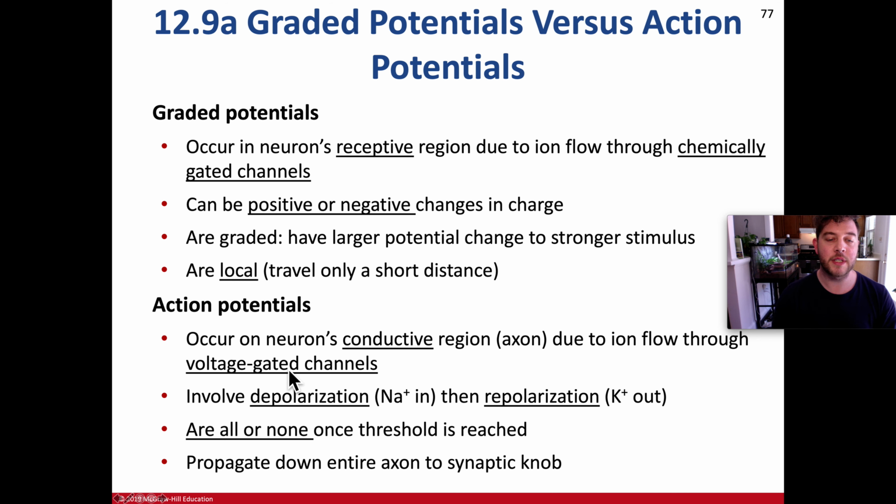And then for action potentials, they occur on the conductive region, so the axon, with ion flow due to voltage-gated channels. They involve depolarization and repolarization, and they have an all or none threshold, or an all or none response. It doesn't matter the signal strength, there is not a graded potential that's going to happen here. It's going to be all or none. So if threshold is reached, then you will have a full response. And they propagate down the entire axon. So it can be very, very long in some cases. Considering some of your somatic neurons, it can be a very long distance to travel, not just a short local distance.